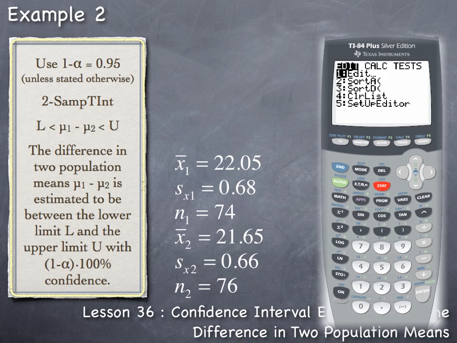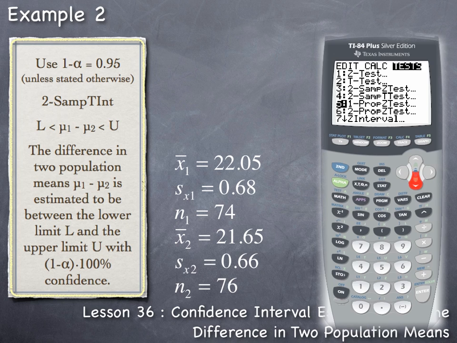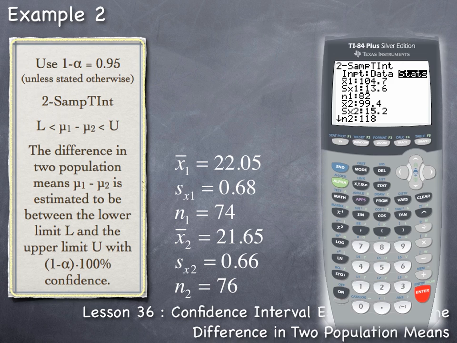We press Stat, arrow over to Tests, and then arrow down until the cursor is next to 2-SampTInt. And when the cursor is next to 2-SampTInt, we press Enter. Now for input, we have the actual sample statistics. So with Stats selected, we arrow down and enter in our x bar 1 of 22.05. And then we enter the Sx1 of 0.68. And then we enter the n1 of 74.